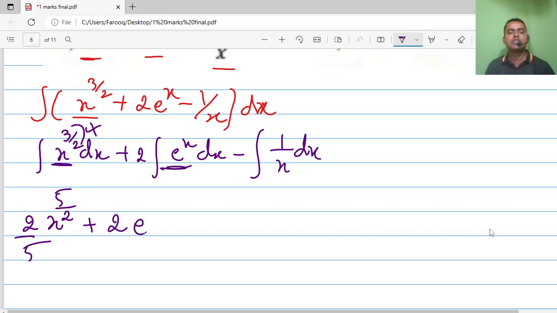Integration of e raised to x is what? E raised to x minus integration of 1 by x is what? Log x plus c. We will get 1 mark for this one.